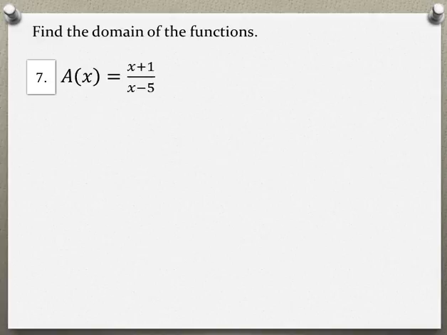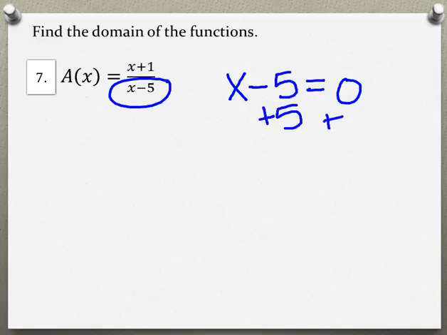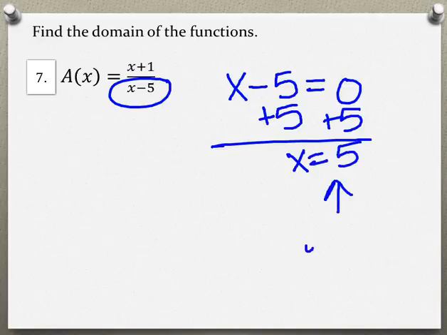So what we want to do is find out what values for x would give us a 0 in the denominator. So we're going to take the denominator, set it equal to 0, and exclude those values from the domain. Solving for x, we would add 5 to both sides, so we have x equals 5. So we want to exclude x equals 5 from the domain, because that will give us a 0 in the denominator. So basically it's all real numbers except for 5.